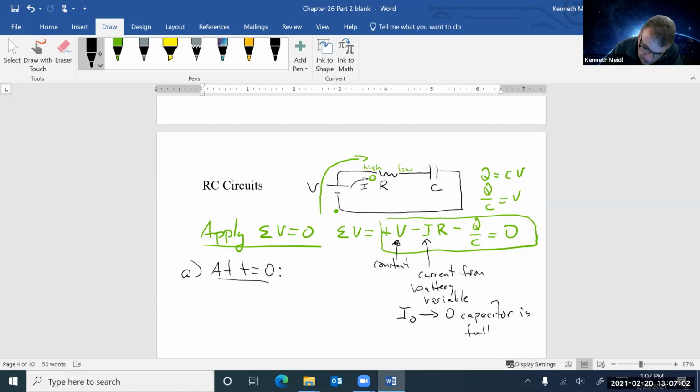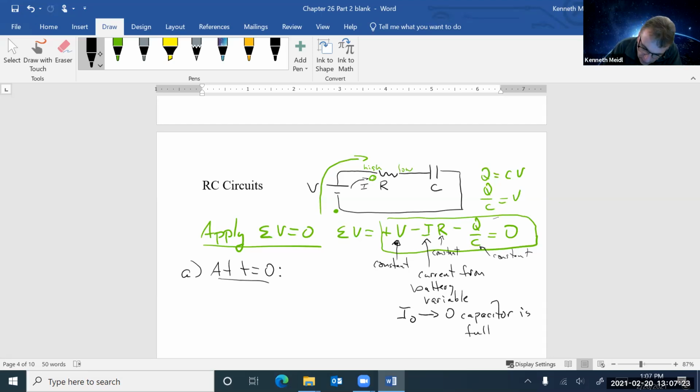R, this is a constant, right? That's just the size of the resistor. So that's a constant. This C right here, this is a constant. C is a constant here for a capacitor. It has a certain capacitance.